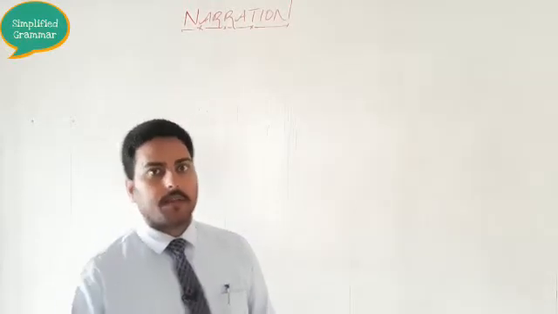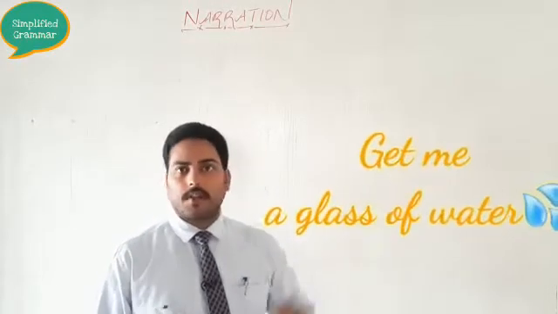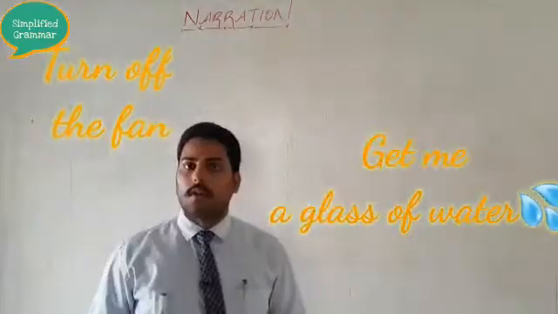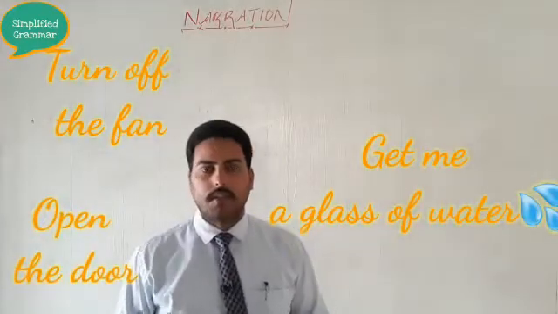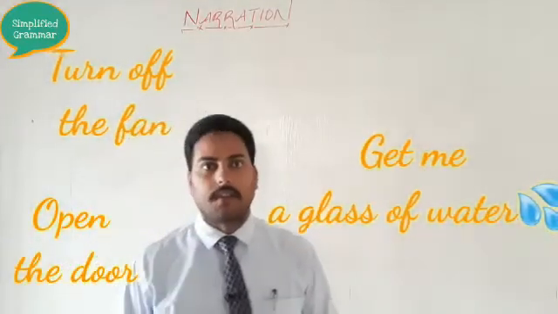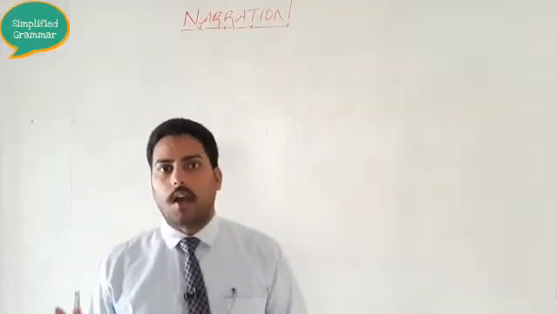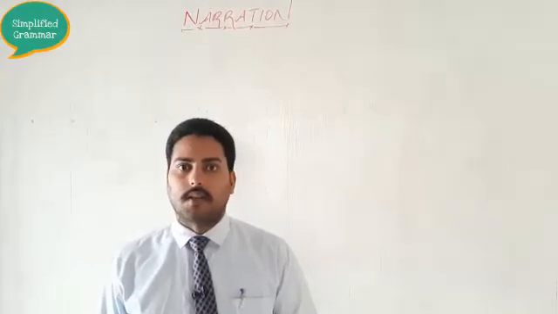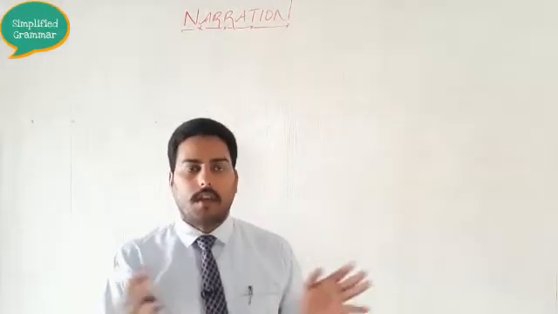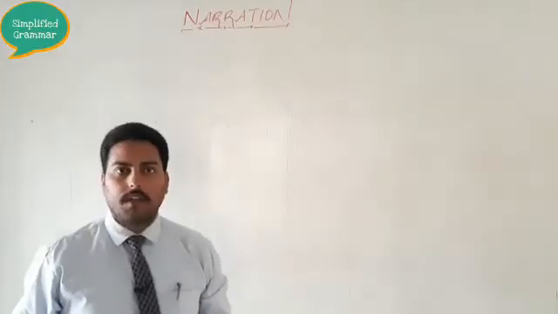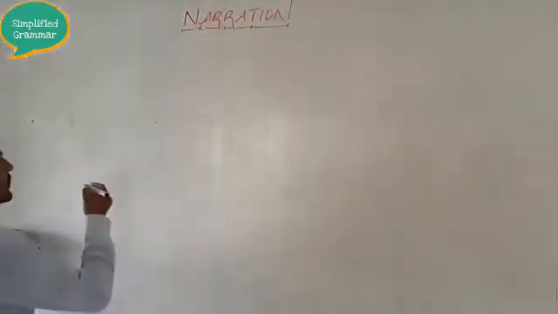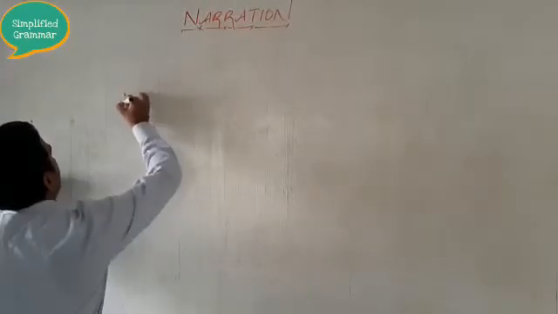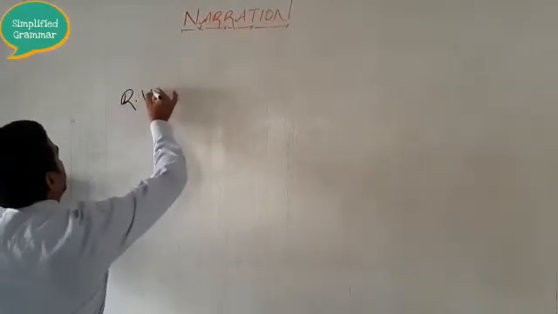Let me give you some examples, like, get me a glass of water, turn off the fan, or open the door. So these are examples of imperative sentences. Here we are going to study how to change such types of sentences from direct to indirect speech. There are certain steps that you need to follow. The first one is you need to focus on the reported verb.